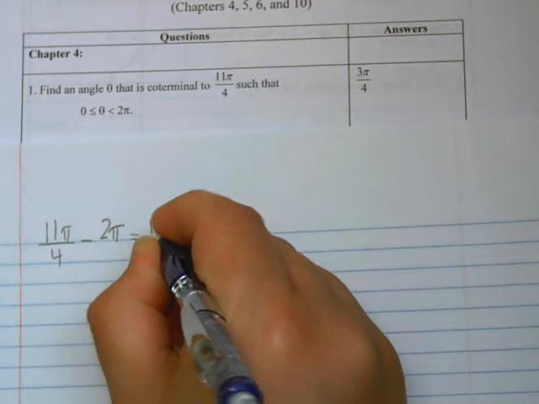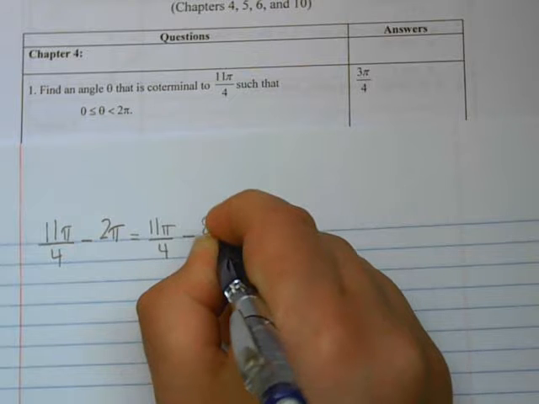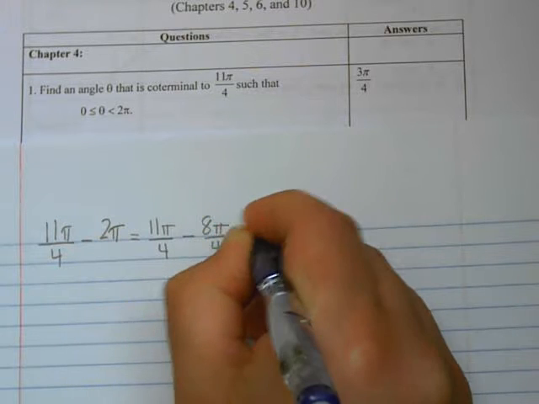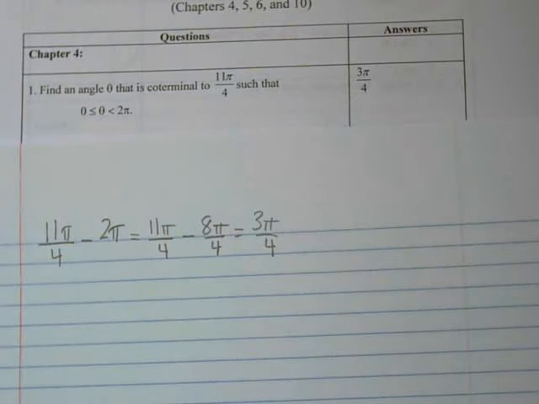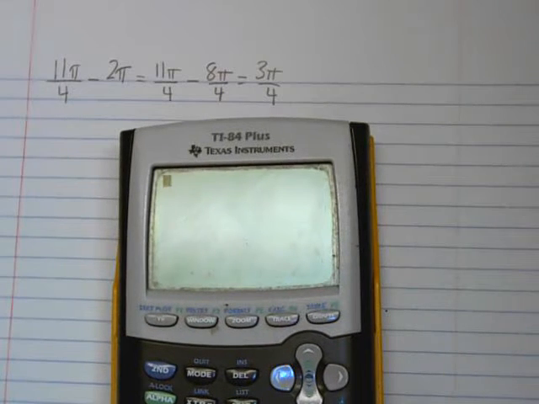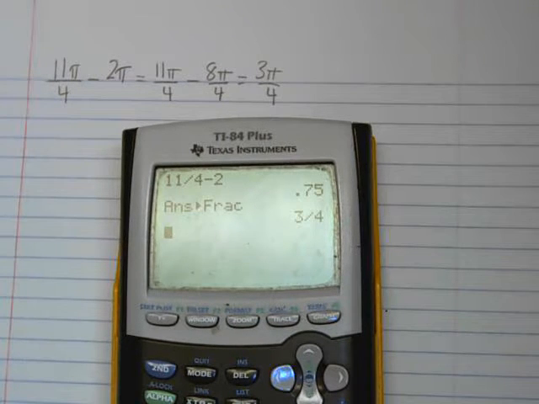So we find a common denominator, which should be 4. And we get 3 pi over 4. If you're having issues with the fractions, if you type 11 over 4 minus 2, so don't put the pi in the calculator, you'll see that it's 3/4. So we get 3 pi over 4.